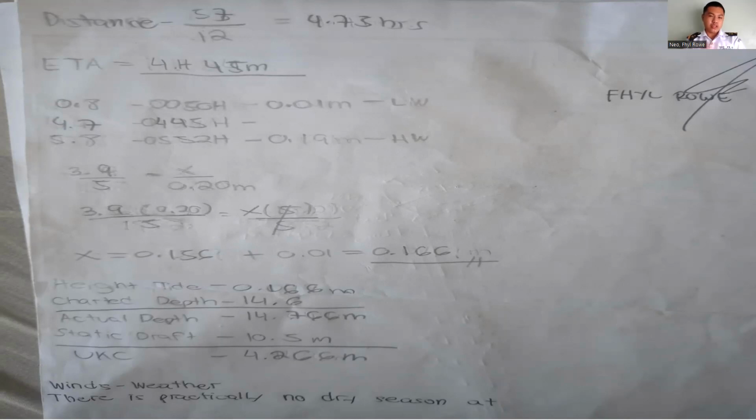We're going to divide it by our speed, which is 12 knots. So 57 divided by 12, we will get 4.75 hours. We're going to get our ETA from that. So our ETA is 4 hours and 45 minutes.